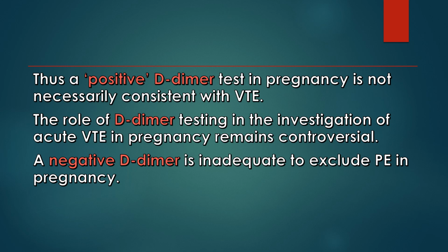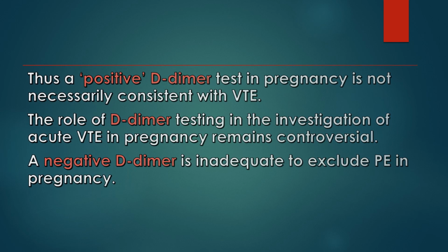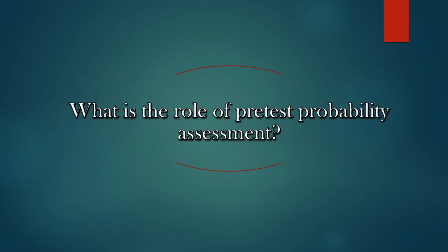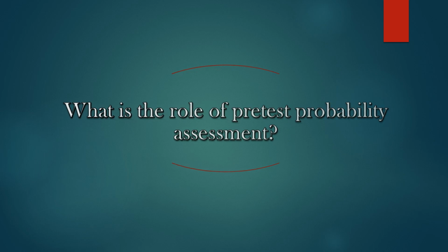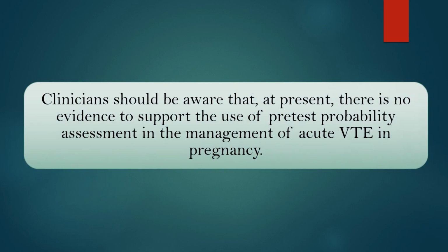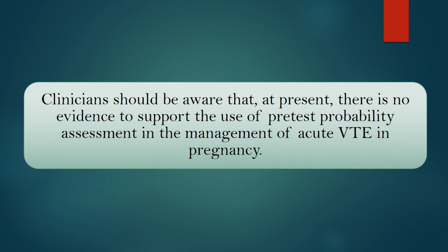The role of D-dimer testing in the investigation of acute VTE in pregnancy remains controversial. A negative D-dimer is inadequate to exclude pulmonary embolism in pregnancy. What is the role of pretest probability assessment? Clinicians should be aware that, at present, there is no evidence to support the use of pretest probability assessment in the management of acute venous thromboembolism in pregnancy.